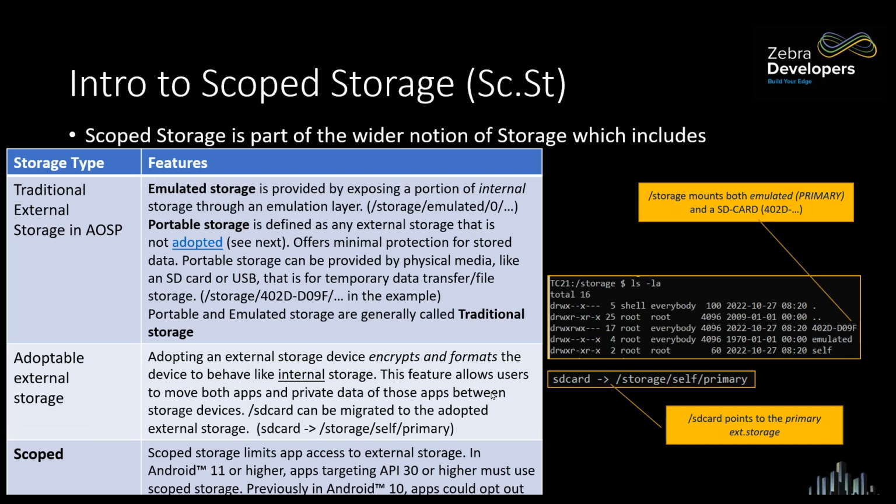I was saying another type is the adoptable external storage, which is encrypted and formatted to behave like an internal one, despite being mounted externally. For instance, the SD card can be migrated to an adopted external storage, and this way all the applications and data will be installed in this adopted external storage. Again, the scope storage applies to all of these types of storage.